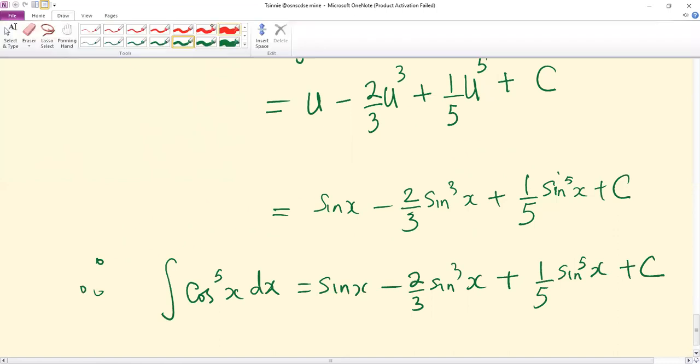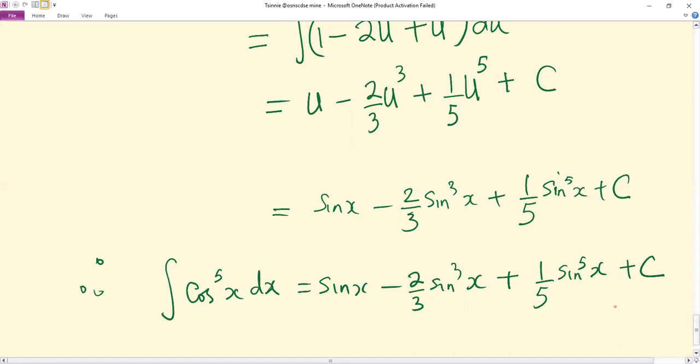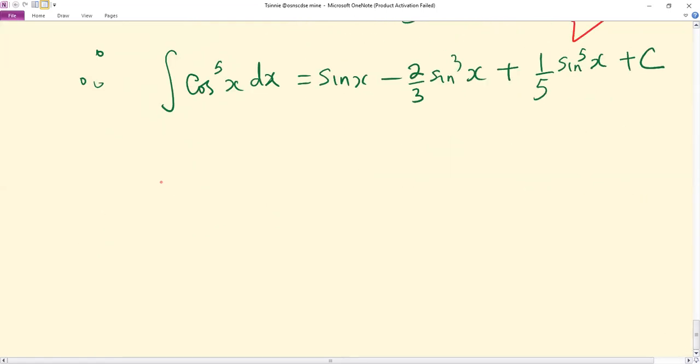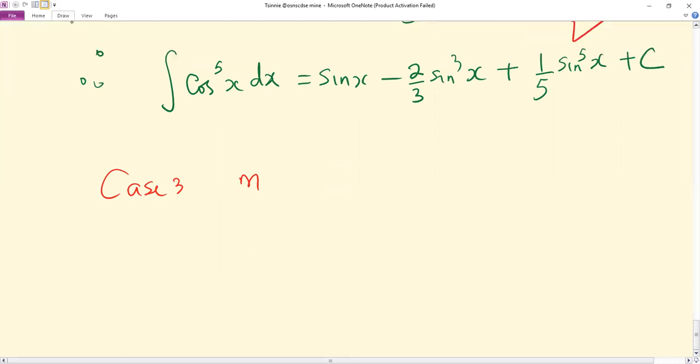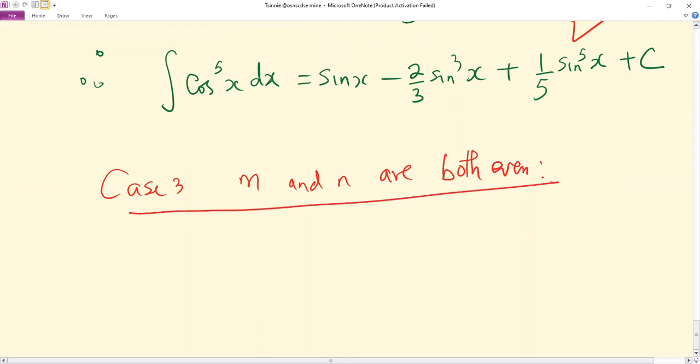Now in the next session, we will discuss what happens when both the power of sine and cosine are even. So this is the solution for this. So that is case 3, where m and n are both even. So that is what we'll do in the next session.